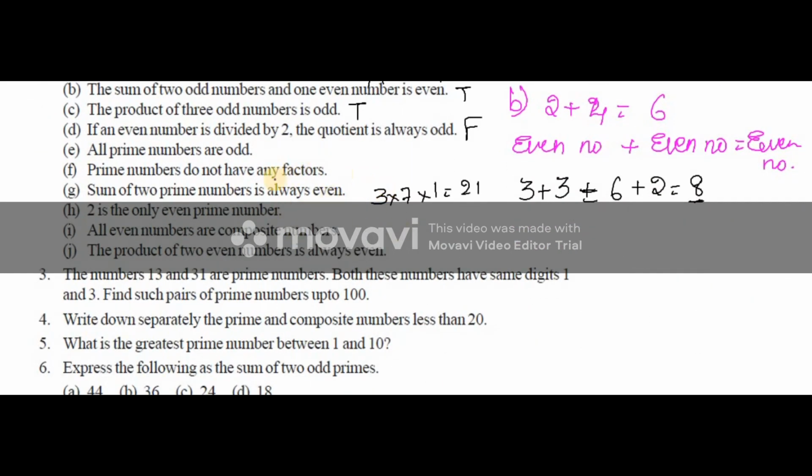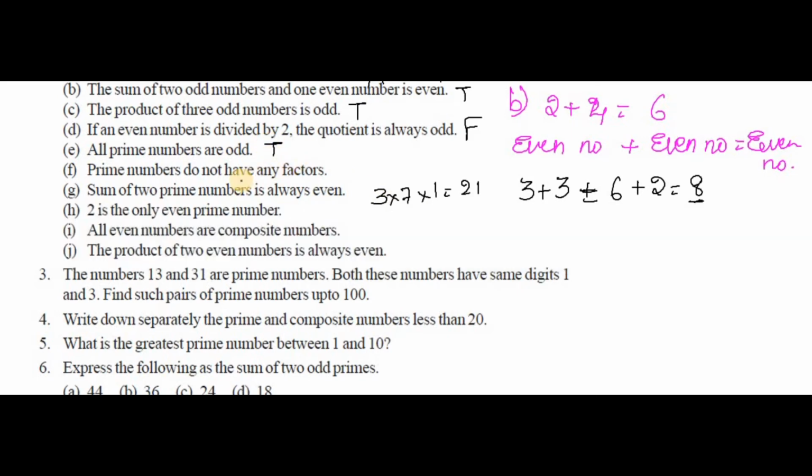All prime numbers are odd numbers. Yes, just now we read that. Prime numbers do not have any factors. False, because prime numbers have a minimum of 2 factors.